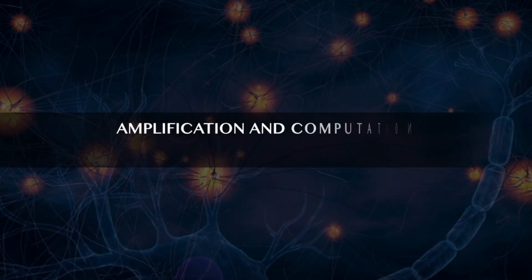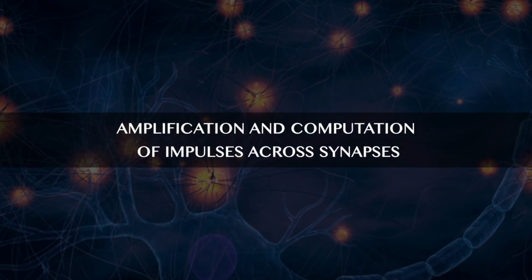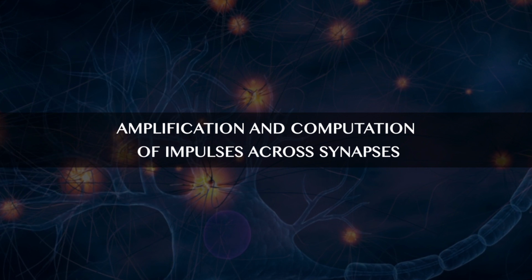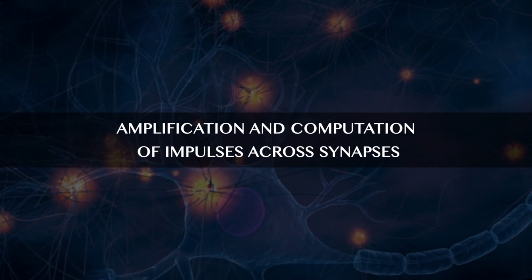Next is amplification and computation of impulses across synapses. Chemicals at nerve muscle synapses have the potential for signal amplification. For example, an action potential from a presynaptic motor neuron may result in contraction of multiple muscle cells.